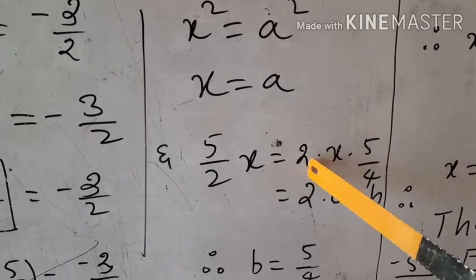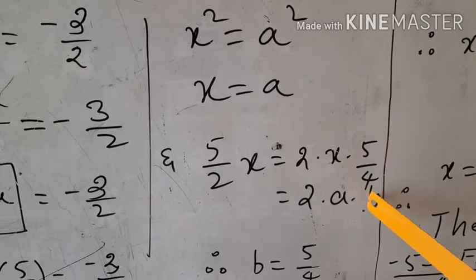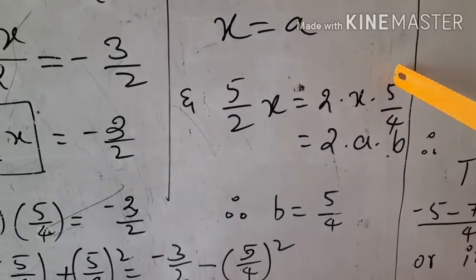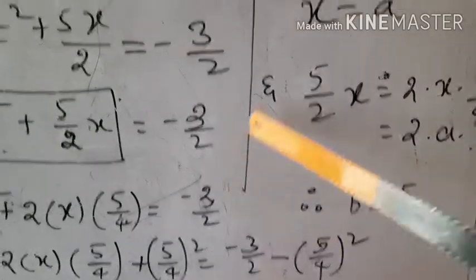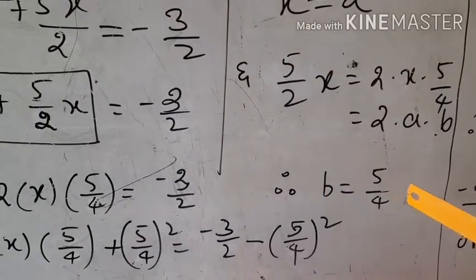Now, where there is x, there is a, and where there is 5 by 4, there is b. Therefore, the value of b is 5 by 4. So, children, we got the value of a is equal to x and b is equal to 5 by 4.